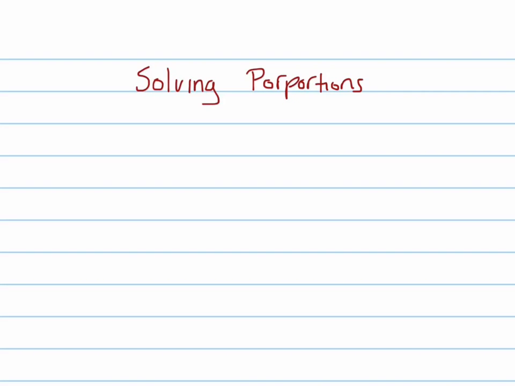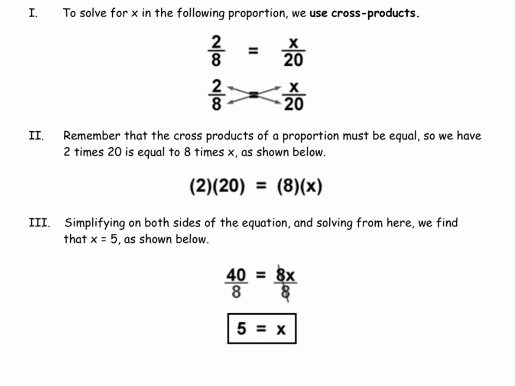Solving proportions. How do we solve them? Well, it's as simple as cross-multiplying. There's other ways to do it, but cross-multiplying is the easiest way to do it. So you just cross products, cross-multiply, they mean the same thing.